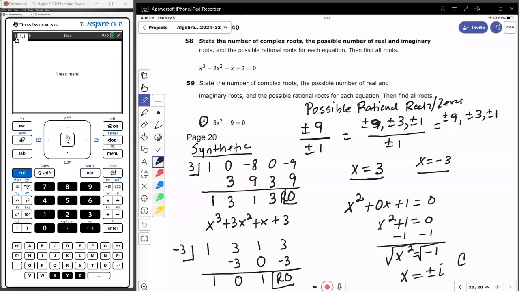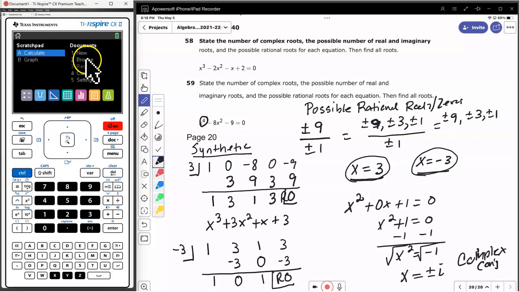And this is your complex conjugate. And they always come in pairs, a positive and a negative. So here's one root, here's the second root, and then you have plus and minus i, that's your third and fourth root. Now if you want to see this graphically, I'm going to go ahead and graph this.